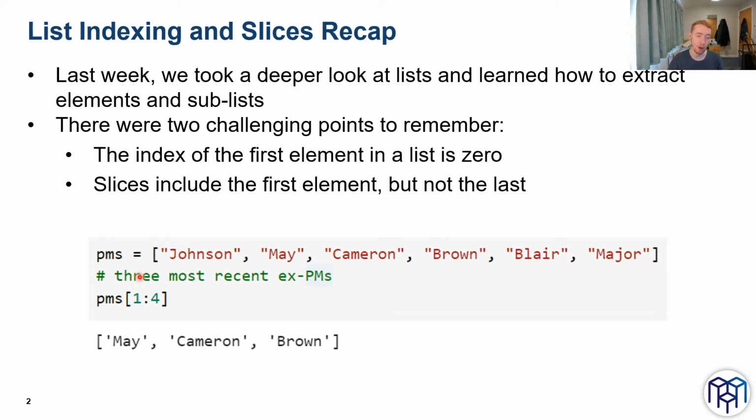The reason for this is so that the difference between these numbers tells us how many things we extracted, which is very useful, especially when we're using variables to define where our slices are. Maybe we had a slice going from n to n plus 3, where n is some variable number. Well, then it's easy to see that this is taking 3 things. And so that's the reason behind that. It's just something you have to remember.